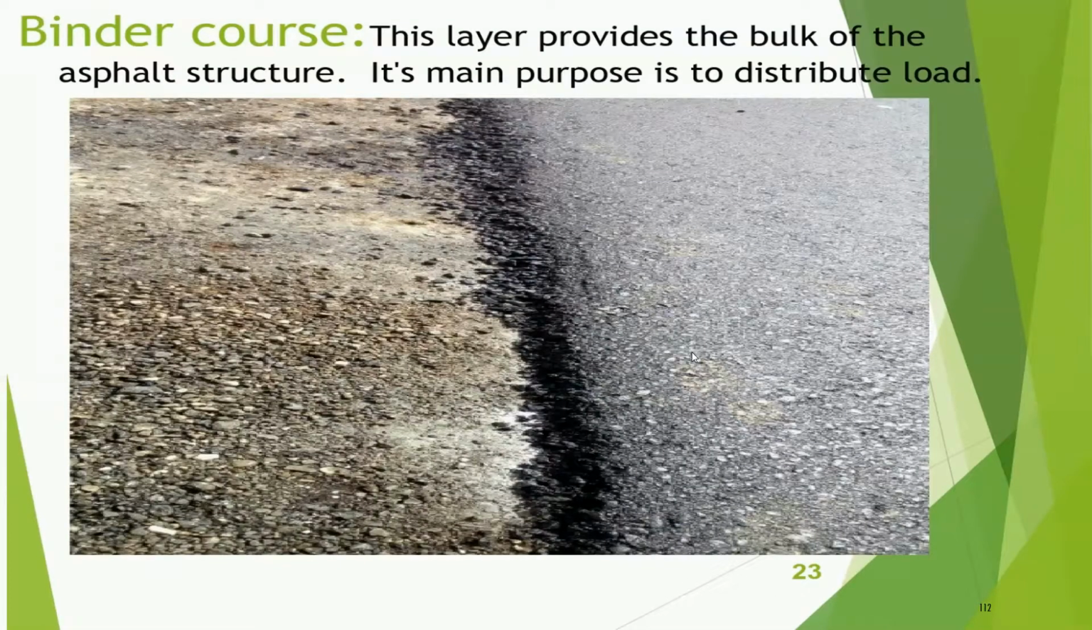After this prime coat, we provide the binder course, and this layer provides the bulk of the asphalt structure. Its main purpose is to distribute the load. So we know that after the prime coat we provide various asphalt material with a proper thickness which can be recommended by the IRC. It has one important purpose, that the load which is coming on the surface can be distributed properly to the soil, so that there will not be any deflection in the material.